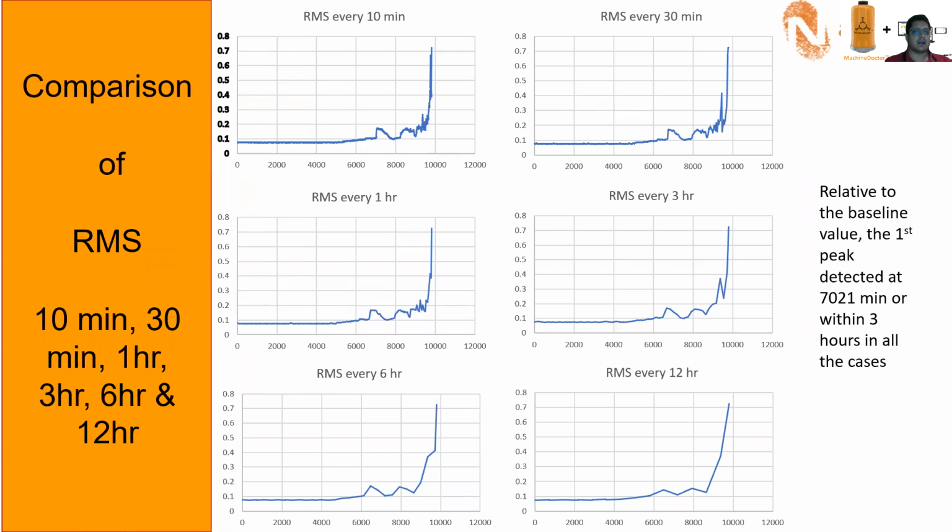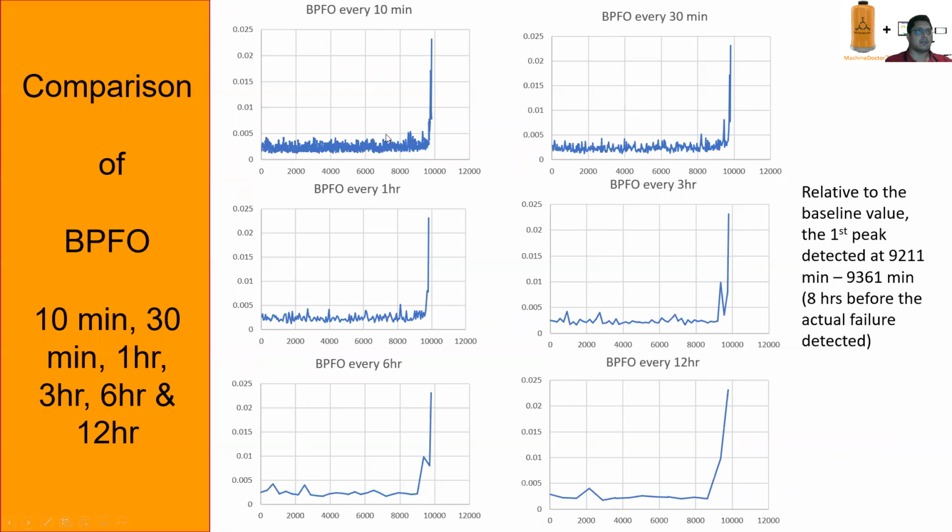Now, when we come to BPFO, bearing pass frequency outer race fault, and when we selected the harmonic with the maximum amplitude for the BPFO, we compared it for every 10 minutes, 30 minutes, 1 hour, 3 hour, 6 hour, and 12-hour data. Again, here we notice that relative to the baseline, and this is the baseline that you can see, the first peak in BPFO amplitude occurred between 9,211 minutes and 9,361 minutes. That is within 6 hours.